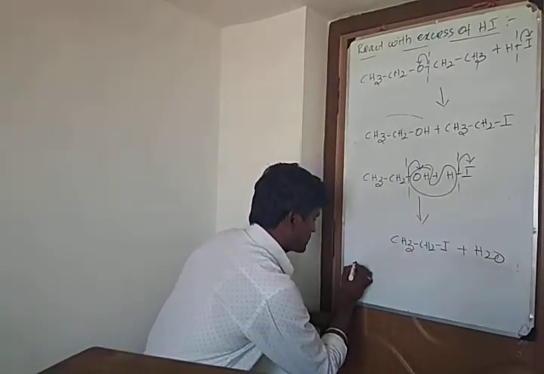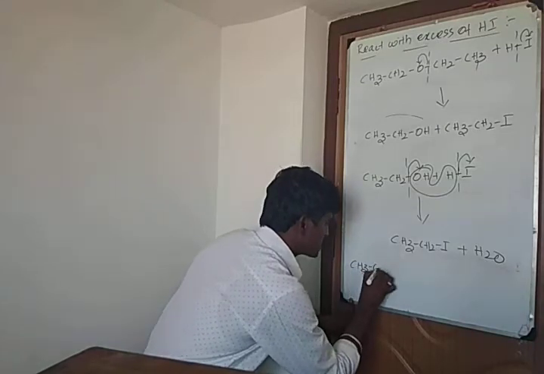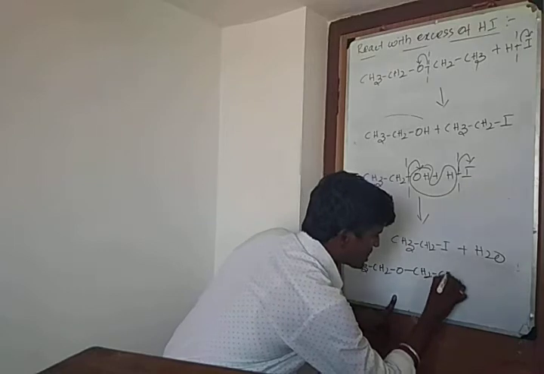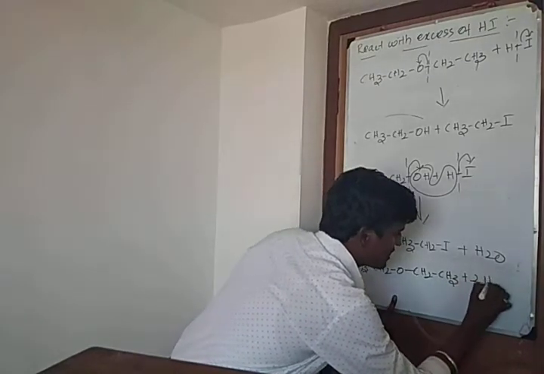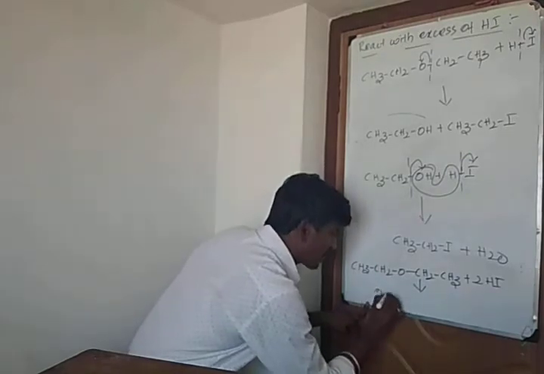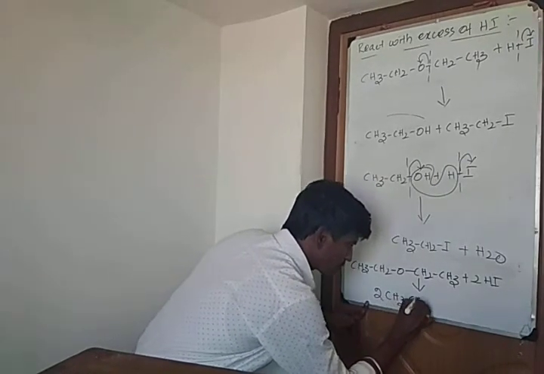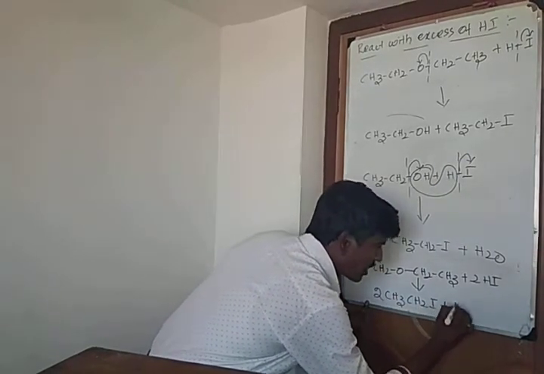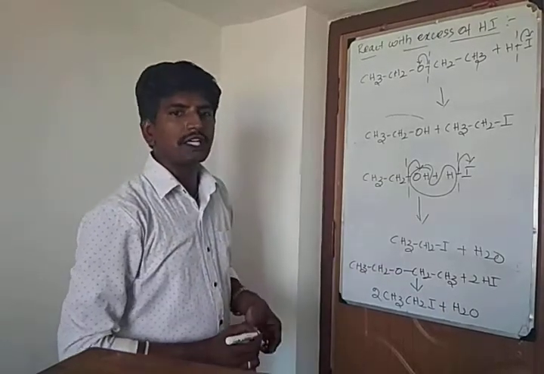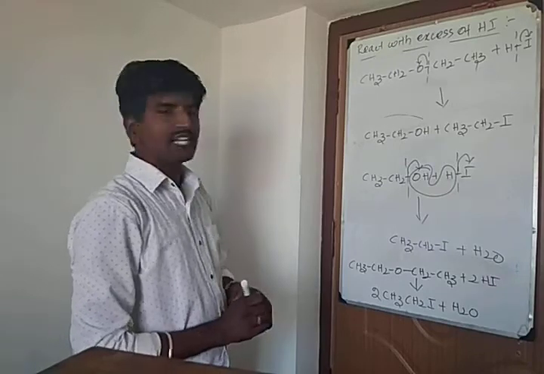Its overall reaction: CH3CH2OCH2CH3 reacts with 2 moles of HI. What's the product in this chemical reaction? It gives 2 moles of iodide and 1 mole of water. This is the reaction. Now I am going to teach its mechanism. Okay, any doubt about this one?